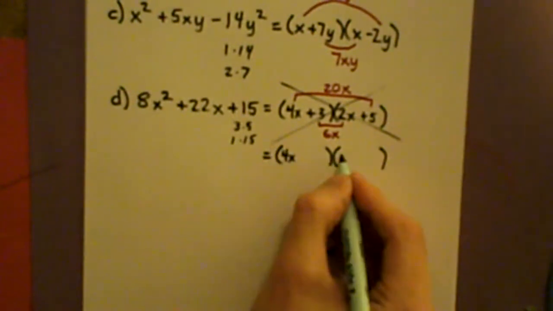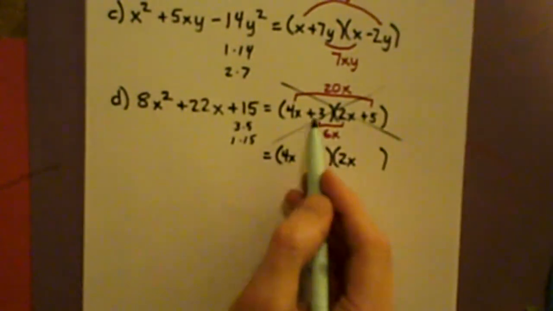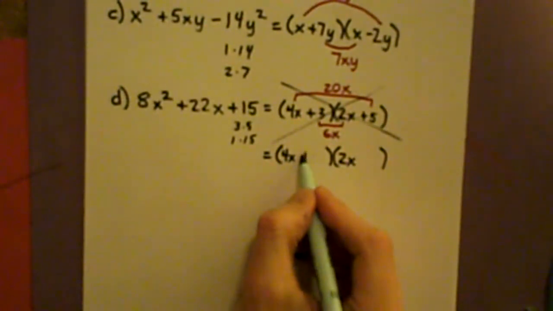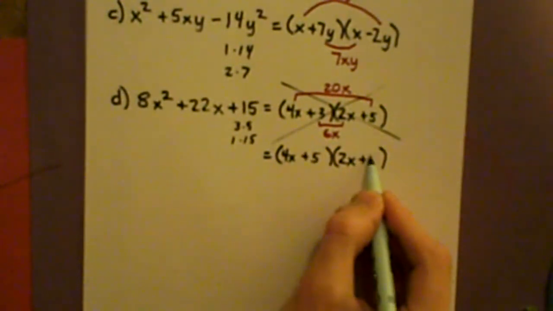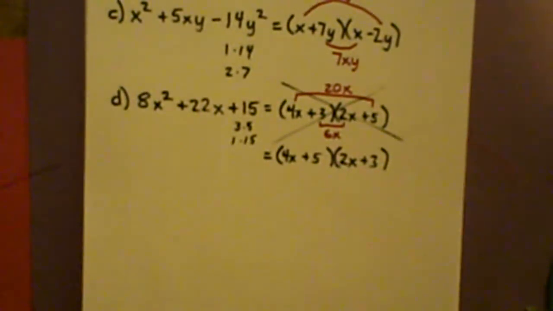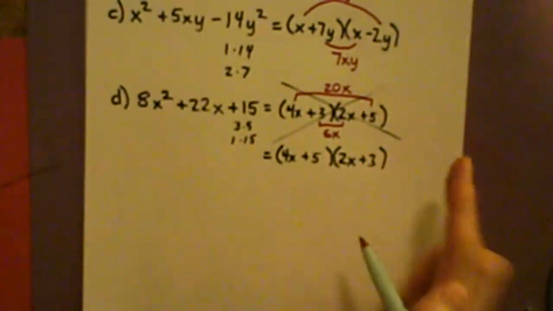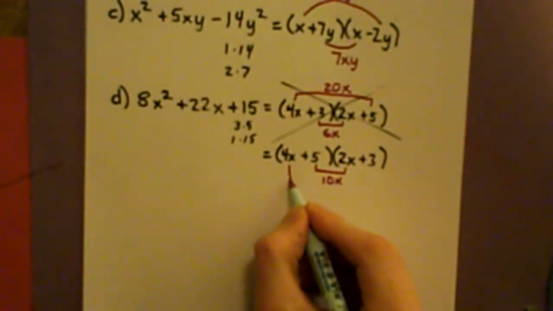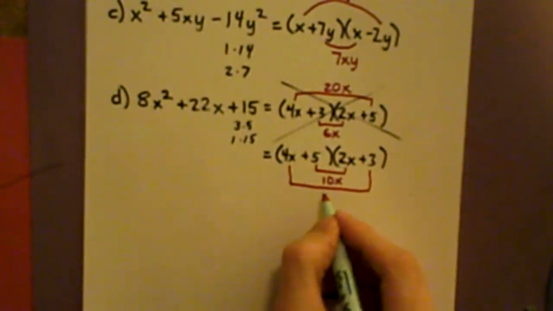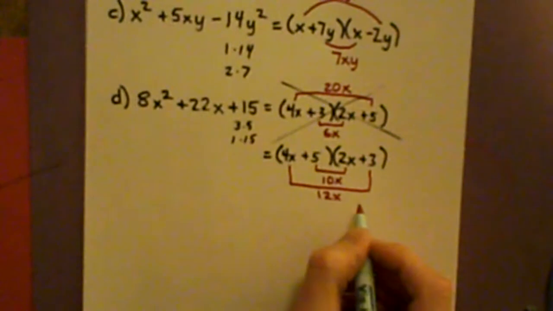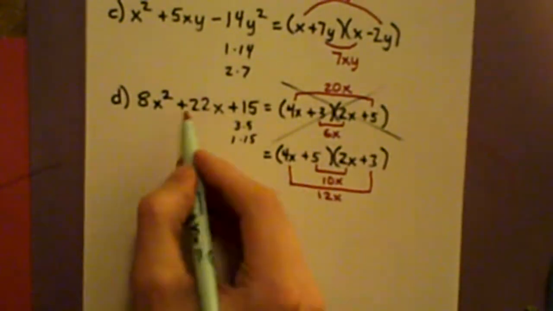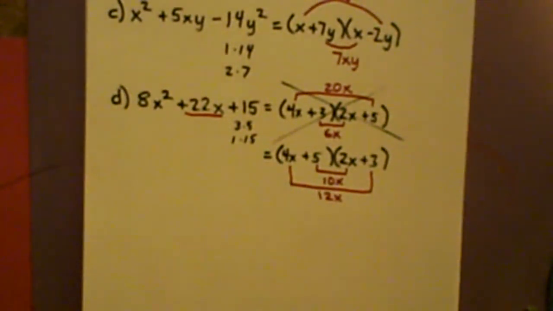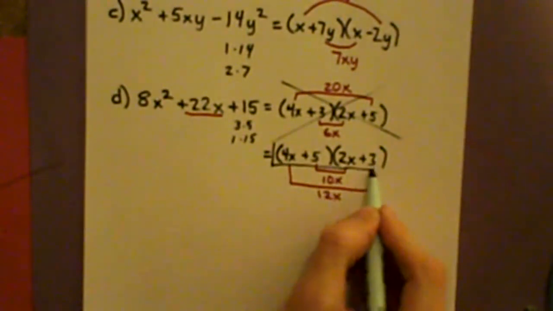I still want 4x and 2x here, but if it's not 3 and 5 there, then I'm just going to switch. I'm going to put 5 here, and I'm going to put 3 here, and just see how that works out. If I check my product again, the inner product this time gives me 10x, and the outer product this time gives me 12x, and now I know that 10x plus 12x is the 22x that I was looking for. So this is my correct answer for factoring.